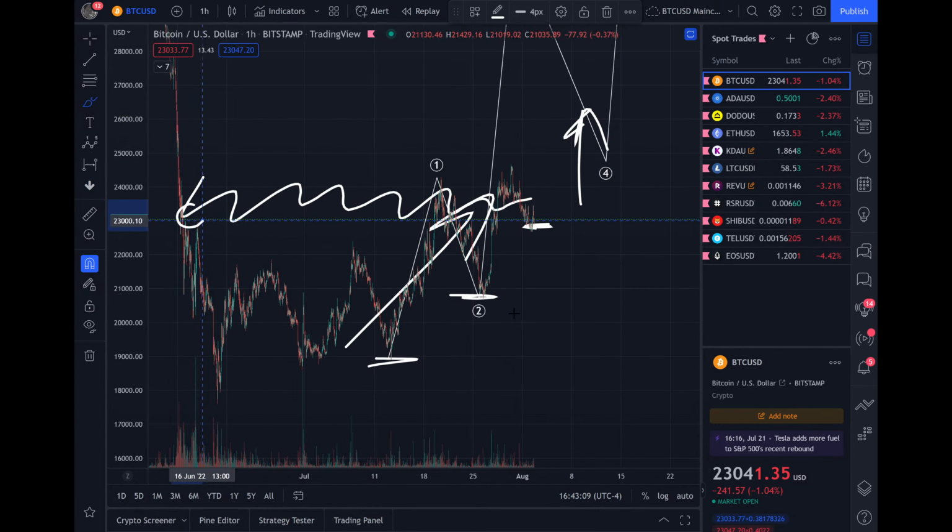This has been resistance since this point right here in mid-June. It was resistance once more on the 20th of July. It was resistance once more at the end of the month in July. What do you think happens when we finally break this?